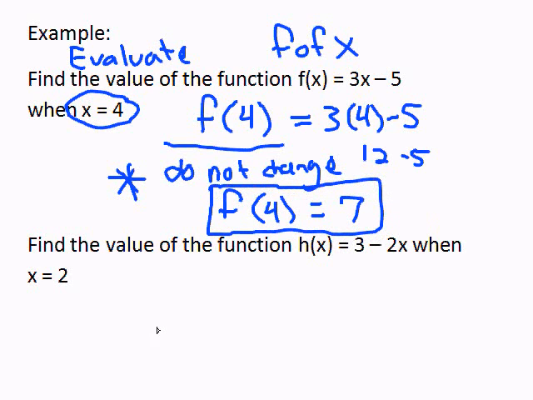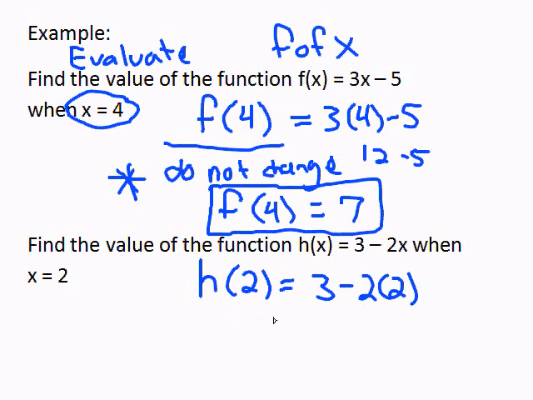Go ahead and try the second example on your own, pressing pause, and when you're ready to see the answer, please press play. Okay, our second example, we have h(x) equals 3 minus 2x, and we're going to substitute 2 in for the x. This gives us h of 2 equals 3 minus 2 times 2.